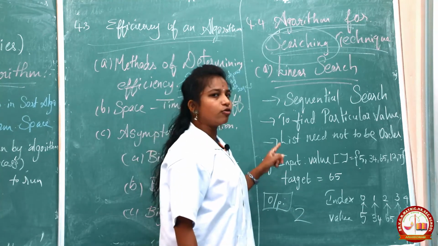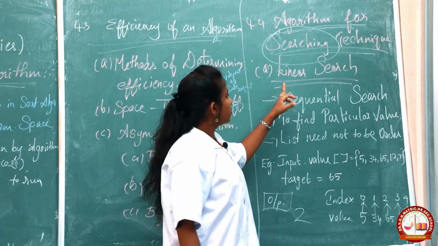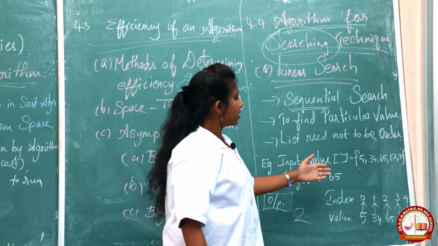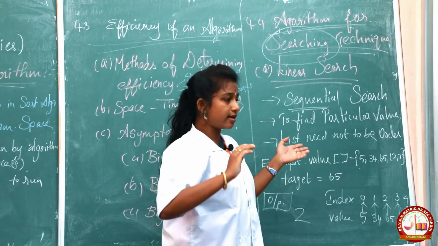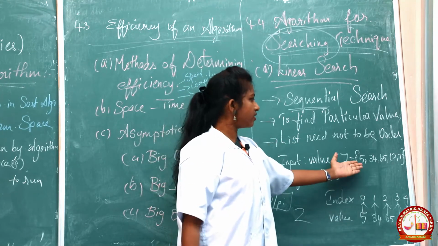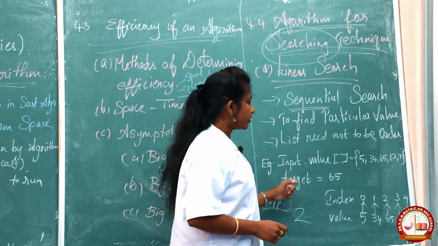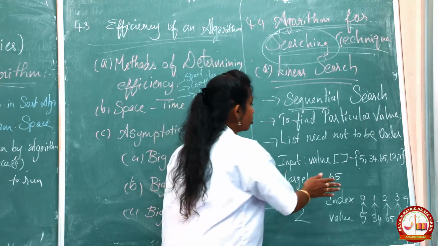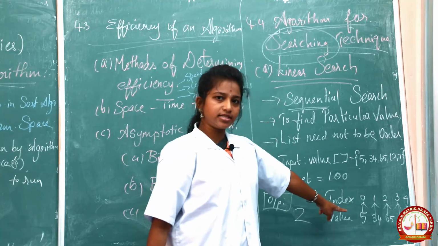This is a method to find the value, called linear search, because this is a sequential search. Here the list is not ordered. The list need not be in order, so the list can be shuffled. Our target value is 65, and it is in the list. Now I am going to check a value like 100, whether it is in the list.